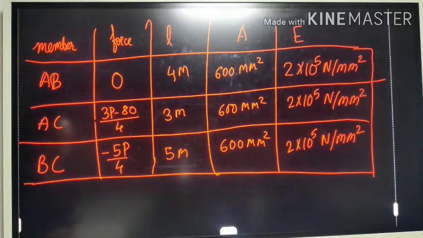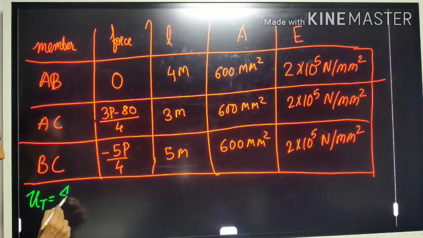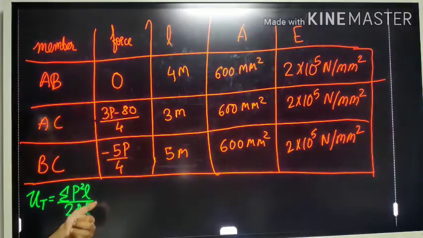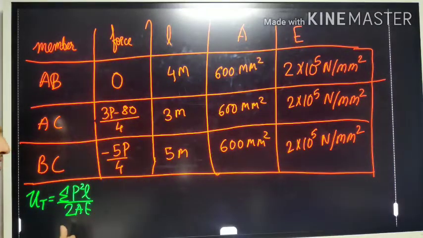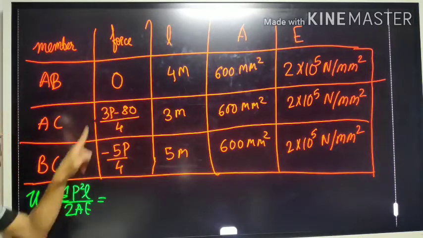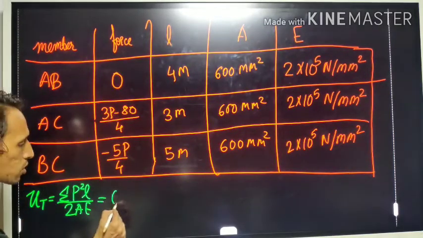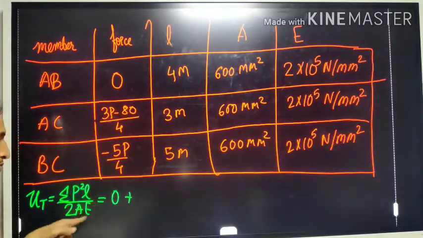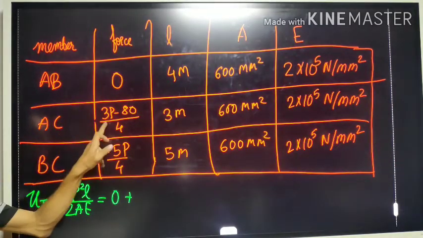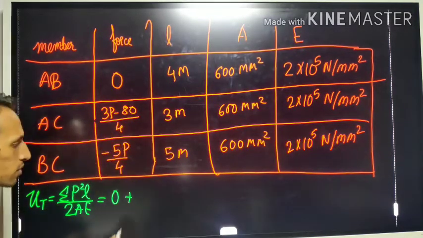Let me use different ink. So what was the formula of strain energy of truss? Summation of P square L divided by 2AE. So A and E are constant, so I am not writing them here right now. I will substitute them later. P square for the first member is 0, so no issues, we will get the first term as 0. Then P in the member AC was (3P minus 80) divided by 4.